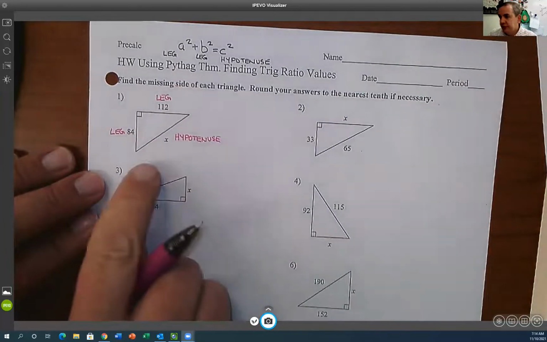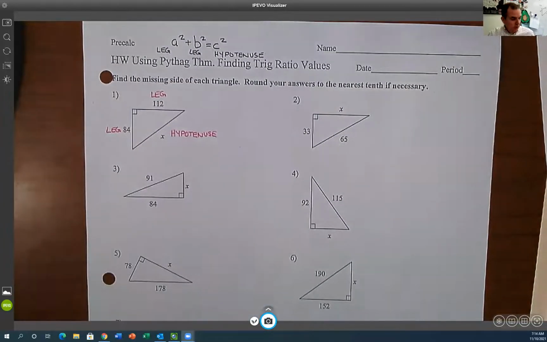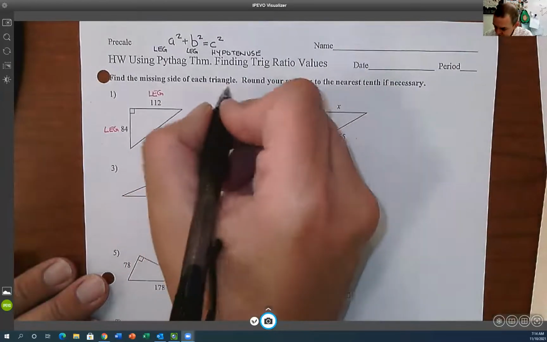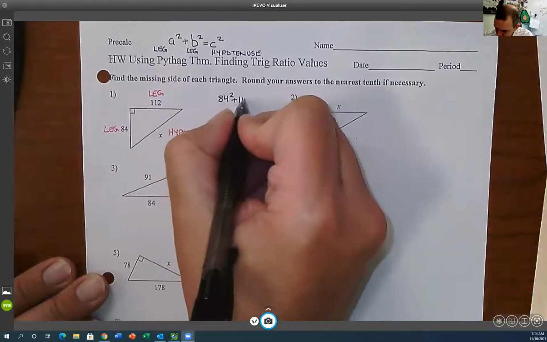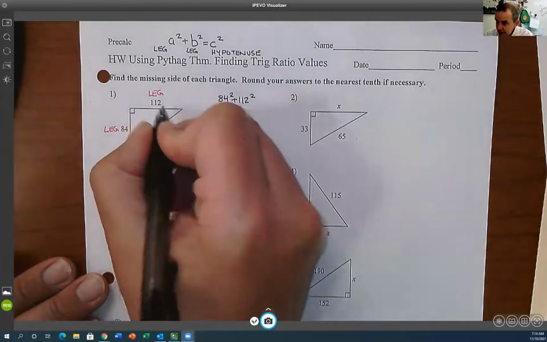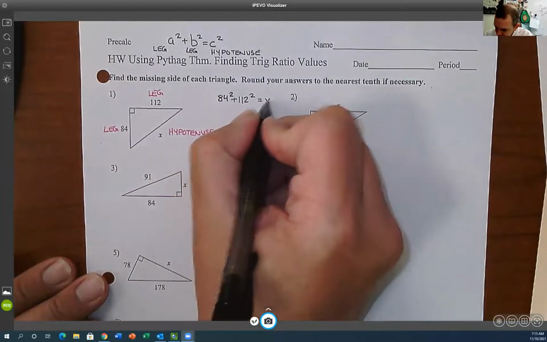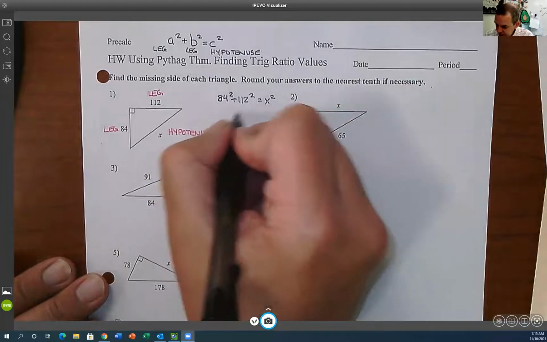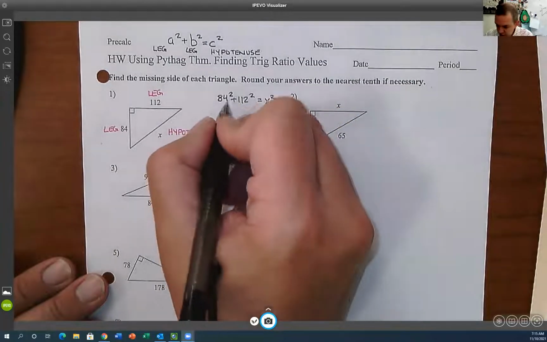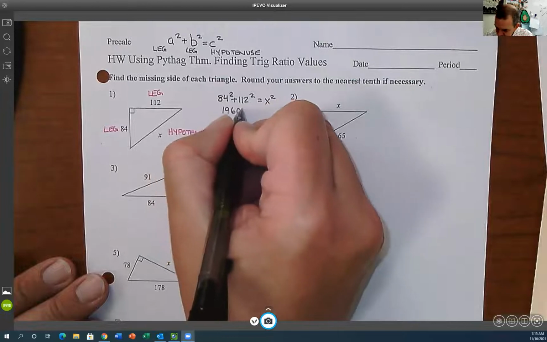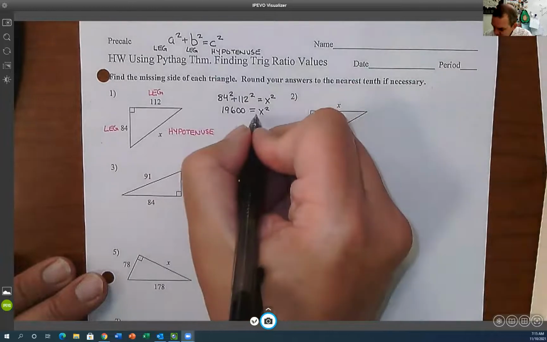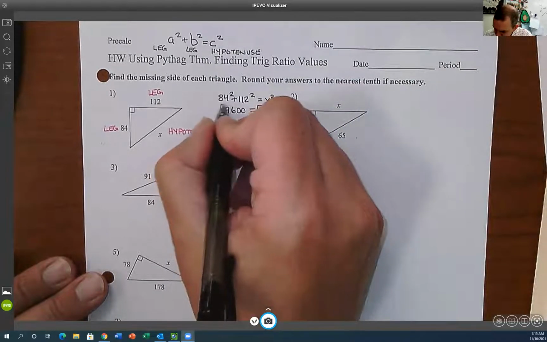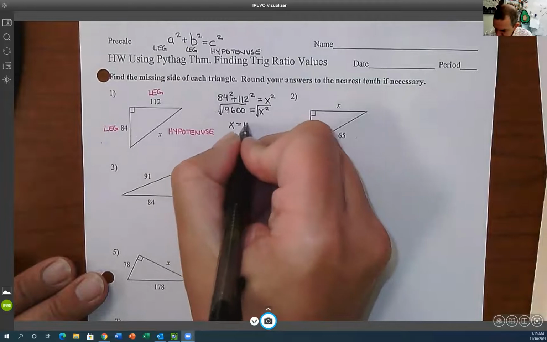So if we need to figure out that missing side, we do the following. We take the square of each of the legs. So we would take 84 squared, one leg, plus 112 squared, the other leg, and it's going to equal x squared. Then you pick up your calculator, and you find that 84 squared plus 112 squared is 19,600, which equals x squared. You take the square root of both sides, and you find that x equals 140.